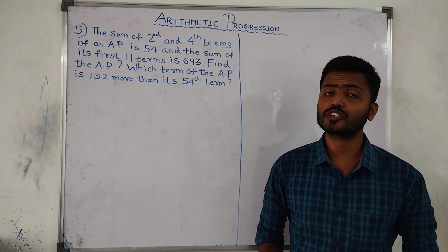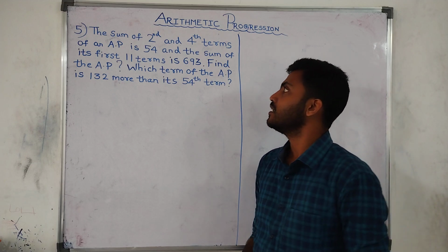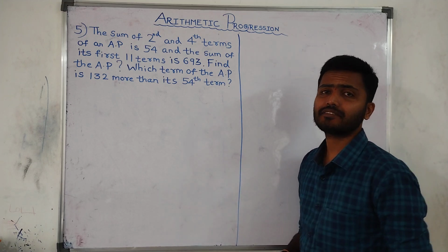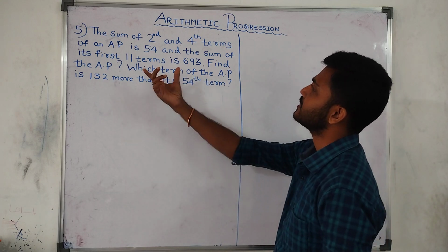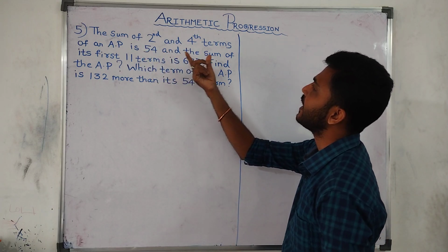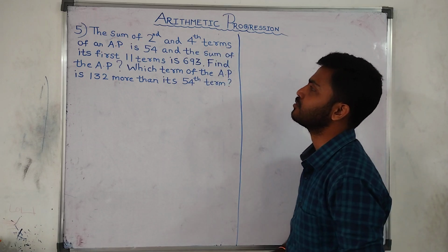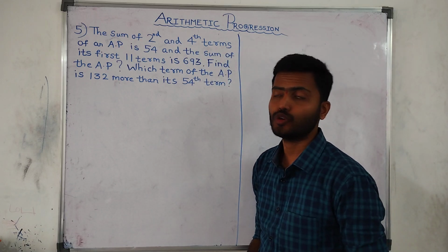Alright, so now let's go to the next question, my dear students. This is a very important question with respect to your examination. Okay. So what is the question? The sum of second and fourth terms of an arithmetic progression is 54.